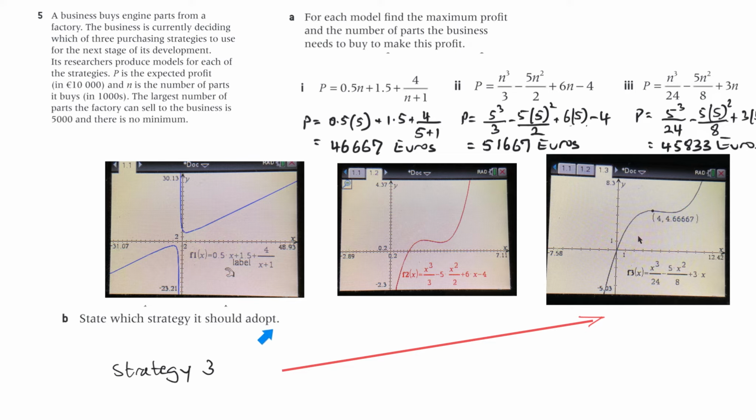And state which strategy it should adopt. This one. Now, if you go back and have a look at this peak here, this happens at 2,000, and the profit would be around 6,000 euros at that point. Okay, so that's why this is the best strategy. Again, in the back of the book, they say that one. That's because they've interchanged those two.